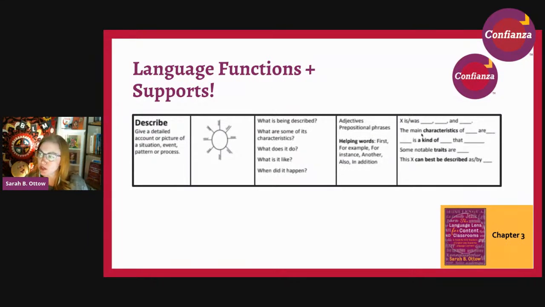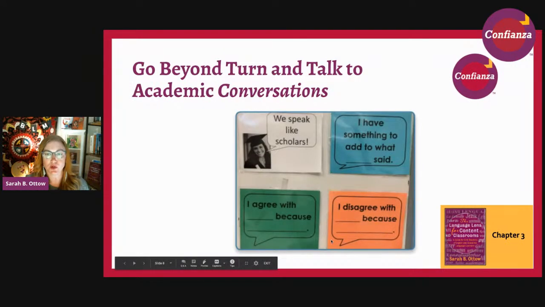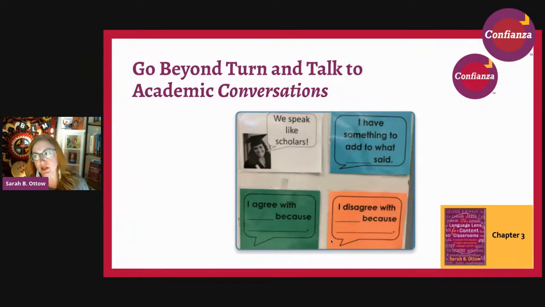What is the language that we use to discuss, say, characteristics or traits? What are the sentence stems that can help us out there? Otherwise, we're maybe expecting students to do things like turn and talk when they don't know what that is, or actually know why they're doing it, or most importantly, how to do it to boost their learning.